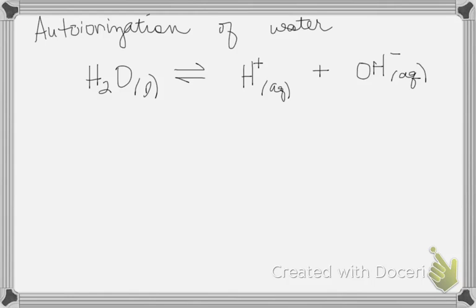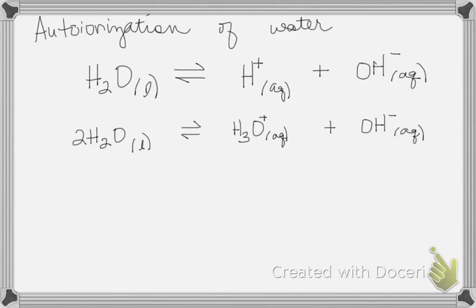Another way that could be written would be to write two waters making H3O positives. Do y'all remember what those are called? Hydronium. Remember we introduced that term last time, and I said that we'll use it a lot in this chapter. Hydronium ions and hydroxide ions. Okay? Those are just two ways to write the same thing.